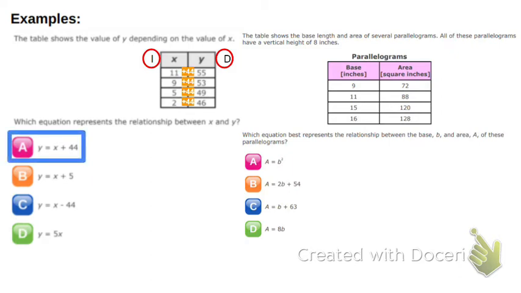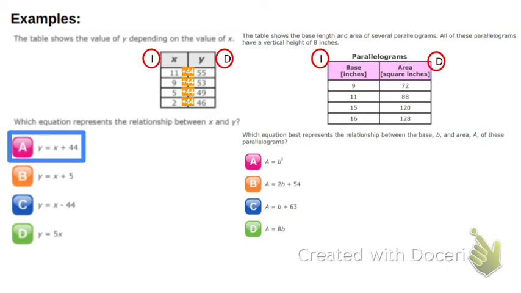Let's look at this second example. The table shows the base length and area of several parallelograms. All of these parallelograms have vertical heights of 8 inches. So we have base and area represented. Which equation best represents the relationship between the base, B, and area, A, of these parallelograms? Although they've changed the letters and the names, it's still our x and y. Base represents our independent variable, and the area represents our dependent variable. So now our job is to find the rule, find the relationship between the base and the area.